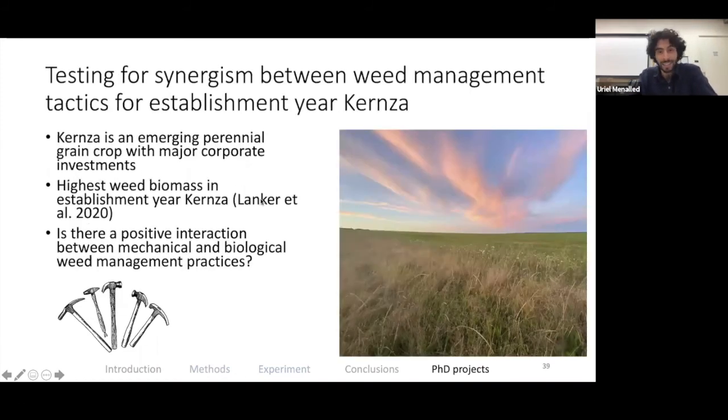And finally, the last emphasis or last project in my PhD is testing for synergism between weed management tactics in establishment year Kernza. And Kernza is an emerging perennial grain crop with major corporate investments. So companies like Patagonia Provisions and General Mills have invested in this grain. However, one of the main issues with Kernza is getting it to establish well. And within that establishment year, Kernza is a very poor competitor against weeds. So what I want to do is see whether there's a positive interaction between various mechanical and biological weed management practices. So these are the 4 projects of my PhD.